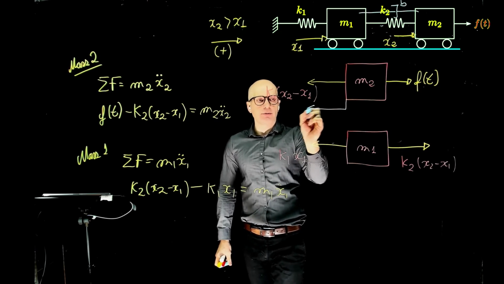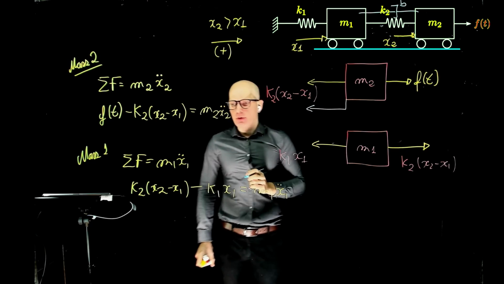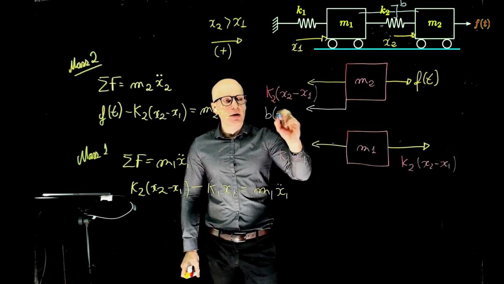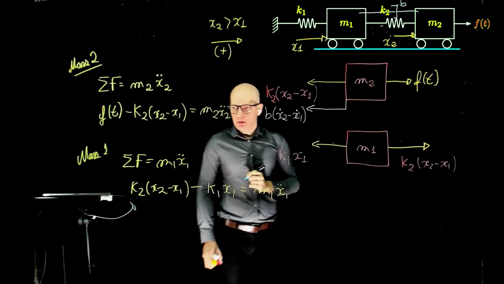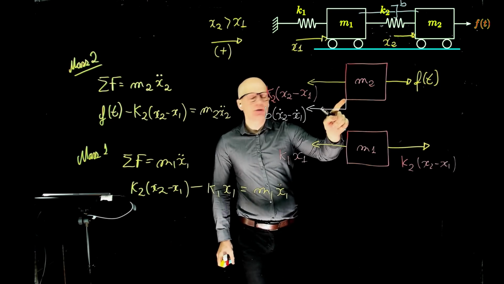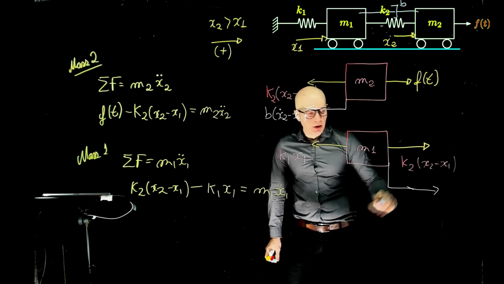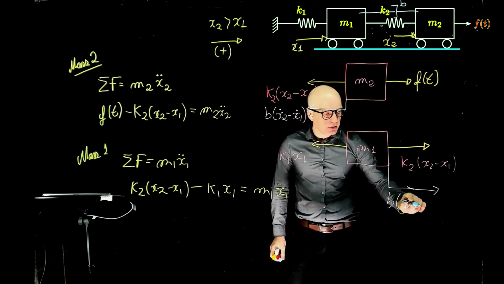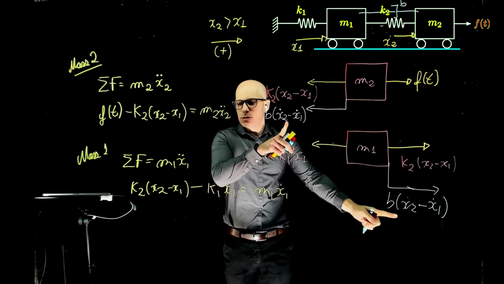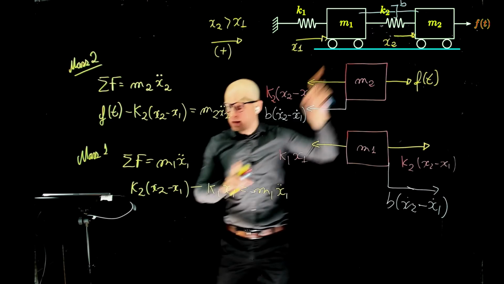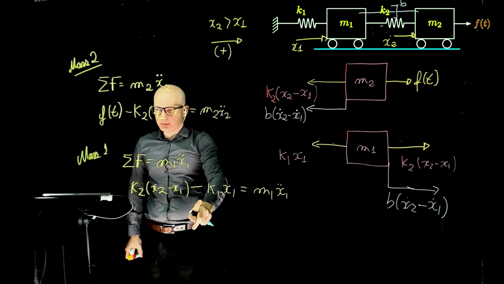It would need to add a force here. What would be the magnitude of that damper force? B(x2 dot minus x1 dot). And if it acts here, it needs to act there. So the damper would go this way and would be B(x2 dot minus x1 dot). Now we are basically adding these two elements, and then we would have another term right here, another term right there.